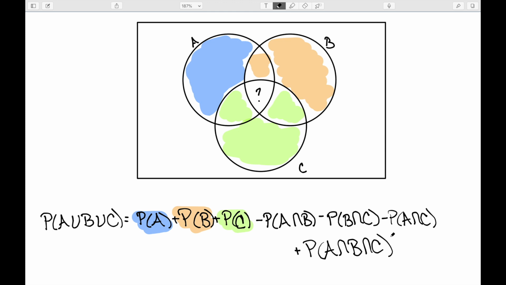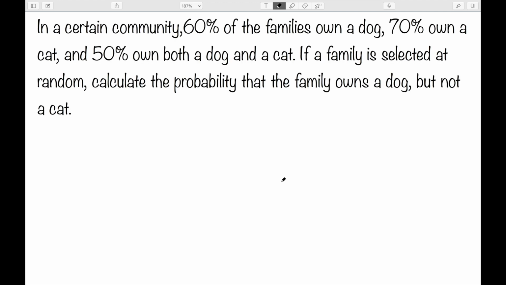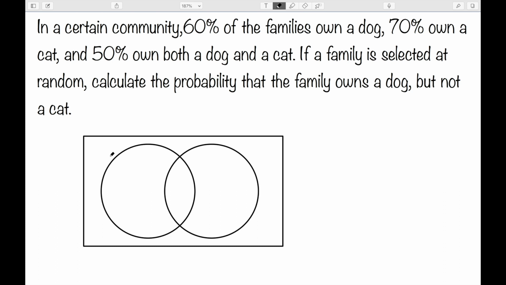So let's do some examples using these rules. In a certain community, 60% of families own a dog, 70% own a cat, and 50% own both a dog and a cat. If a family is selected at random, calculate the probability that the family owns a dog but not a cat. Let's try to set this up with a Venn diagram.